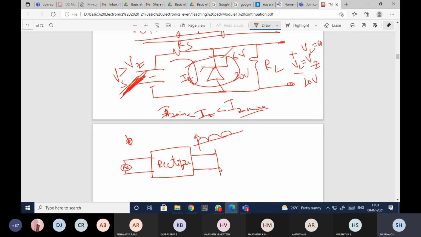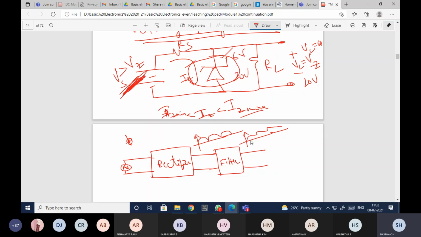Then we give this rectified output to the filter. If you recall, we used a C filter. What was the output across the load? Across the load we were getting it like this. This is the output we were getting after connecting the filter to the rectifier. Still it is not pure DC, it is pulsating DC itself.